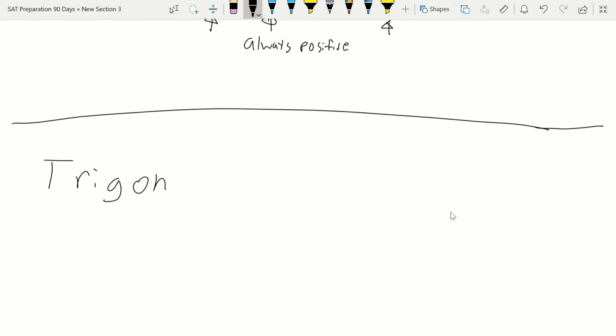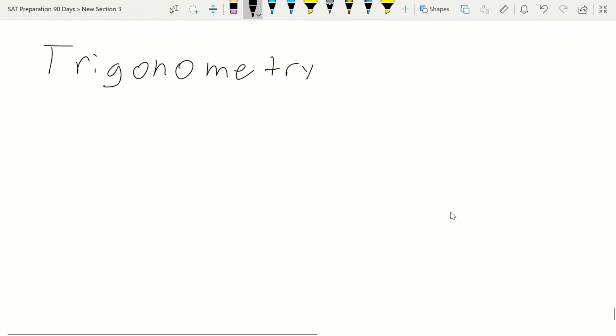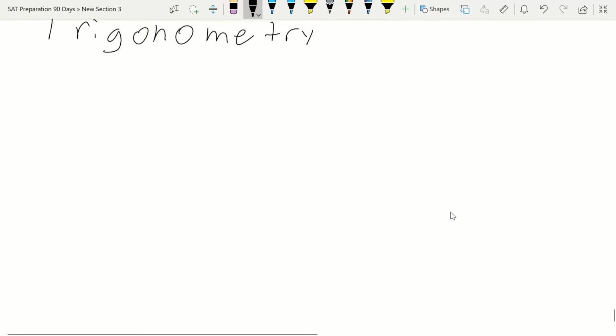Trigonometry. I'm not even sure how you spell trigonometry, to be honest, so I'm going to quick look that up so I don't misspell it. All right, trigonometry. I believe that's how it's spelled. All right, so now we can go ahead and get into trigonometry. So we're going to be talking about sine, cosine, and tangent.